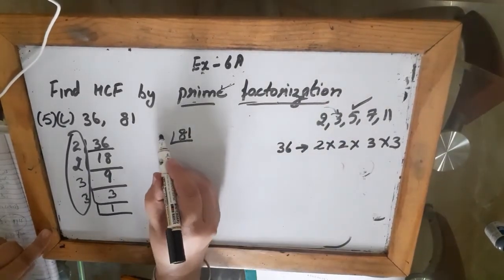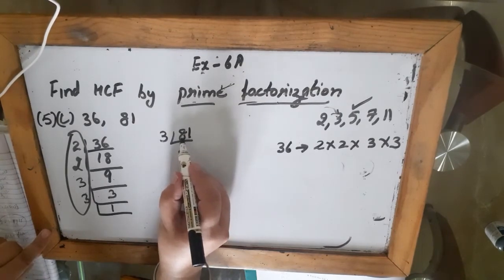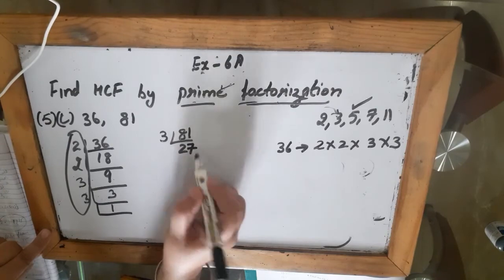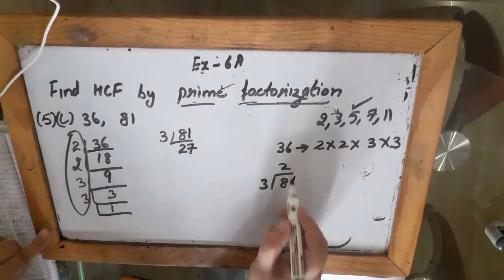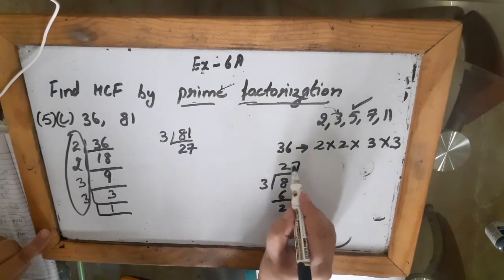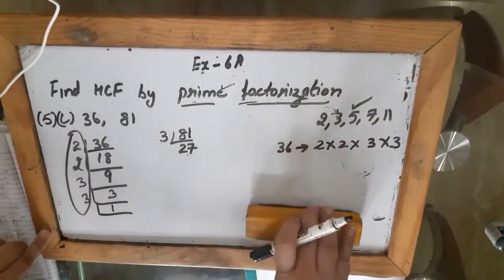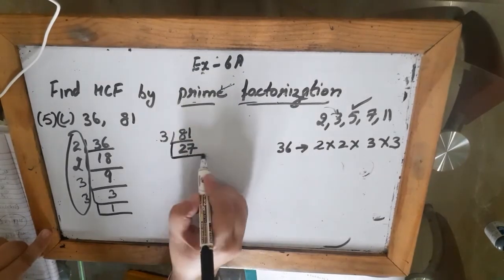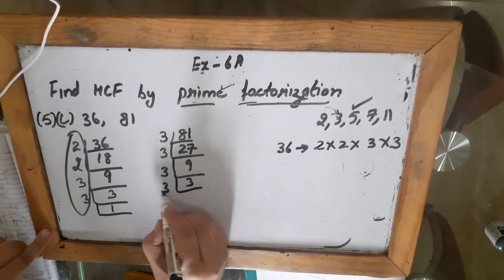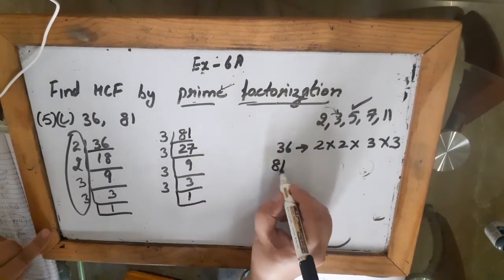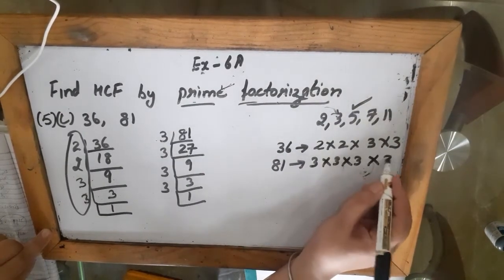Either you can do this in your mind, like 3 2s are 6. How much is left? 2. This becomes then 21. 3 7s are 21. Or you can always divide also, like 81 you divide with 3. 3 2s are 6. 3 7s are 21. So it means 3 27s are 81. Now 27 again is divisible by 3. 3 9s are 27. 9 again with 3. 3 3s are 9 and 3 1s are 3. So what are the prime factors of 81? 3 into 3 into 3 into 3.